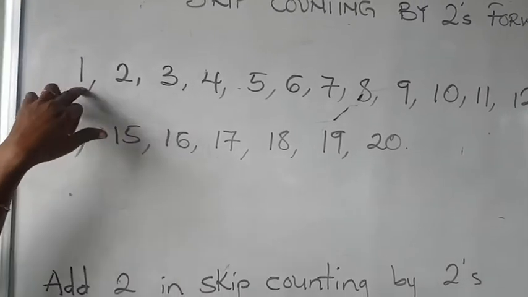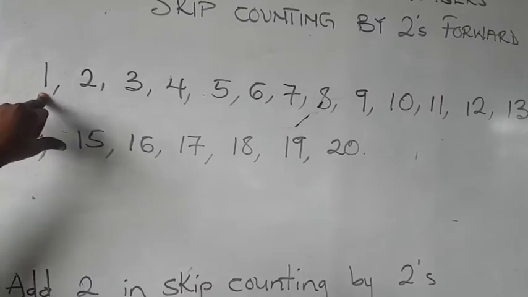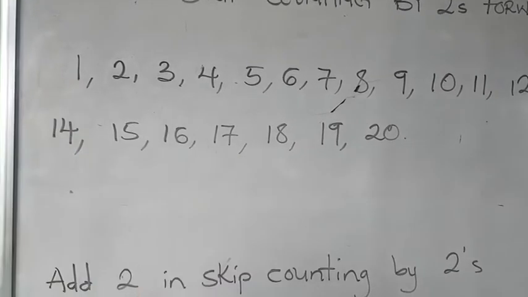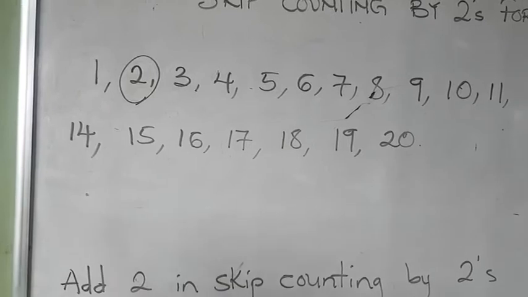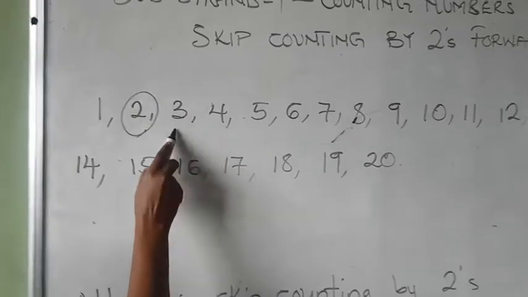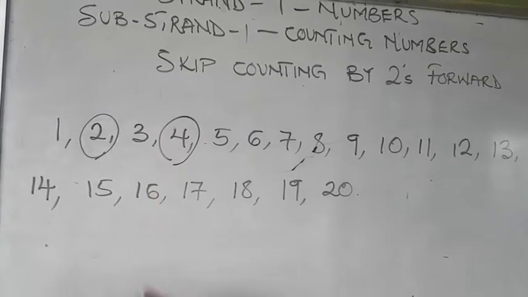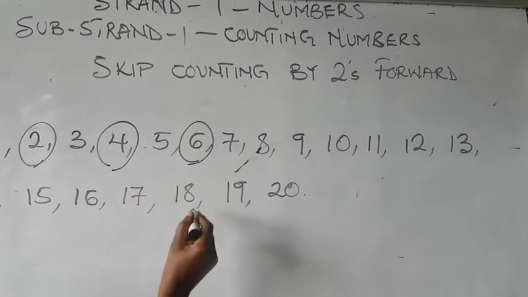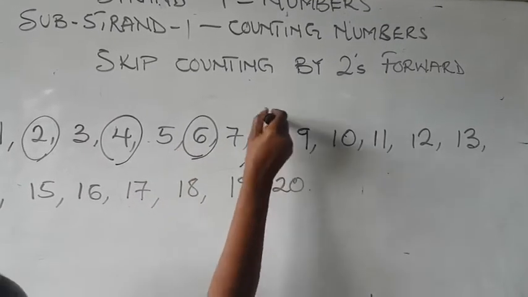Now, in skip counting by twos, I told you we are going to skip a number. So here we are going to skip what number? 1. We are skipping 1. It means we are leaving 1 behind. Okay? Then we choose what? 2. To move on to the next number, we have to skip this one again and move on to what? 4. To move on, we skip 5 and choose what? 6. We skip 7, choose 8.